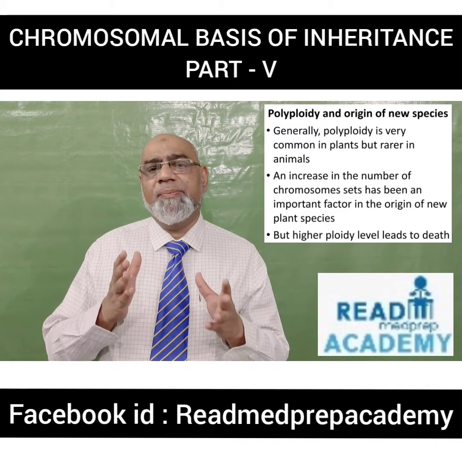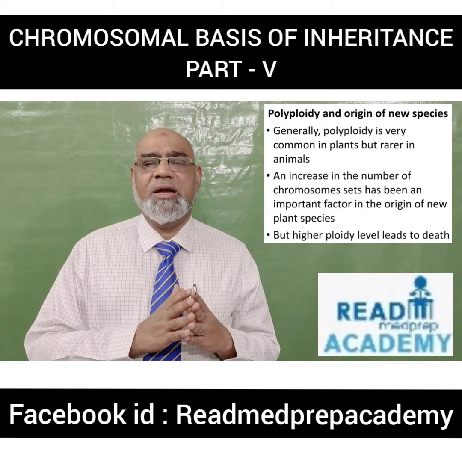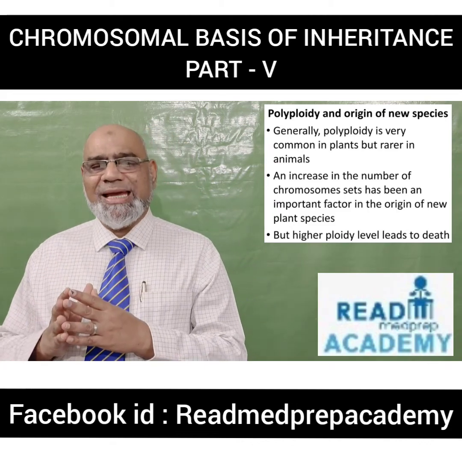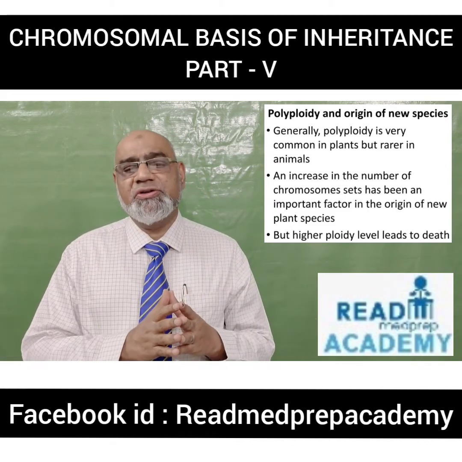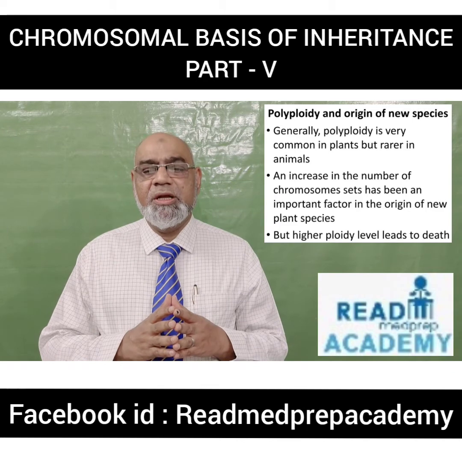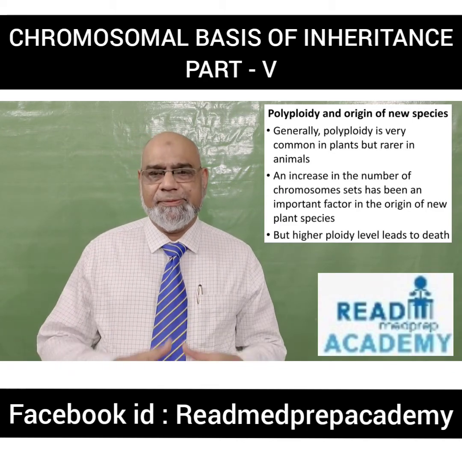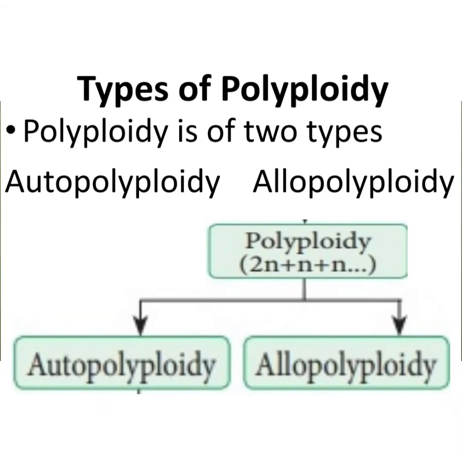Generally, polyploidy is very common in plants but rarer in animals. An increase in the number of chromosome sets has been an important factor in the origin of a new plant species. But a high ploidy level leads to death or lethality. Types of polyploidy: autopolyploidy and allopolyploidy.